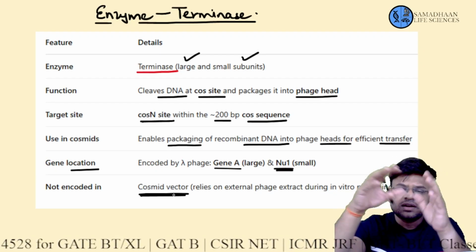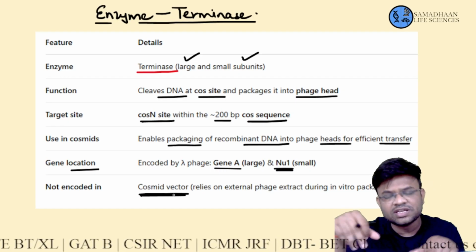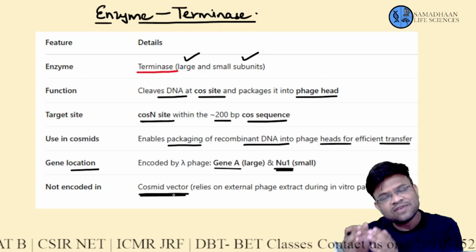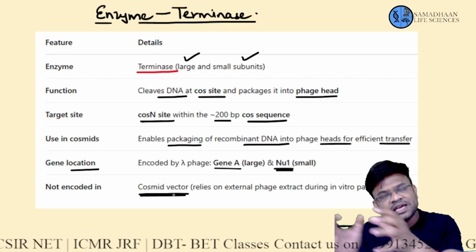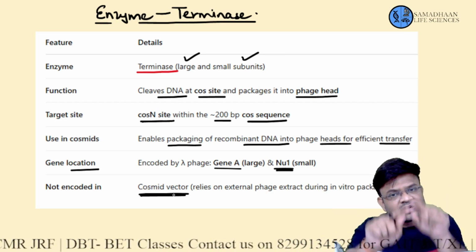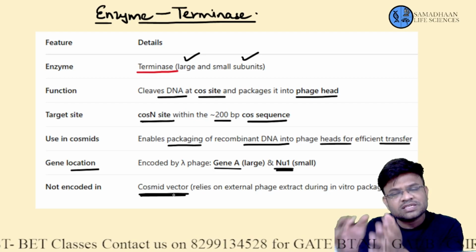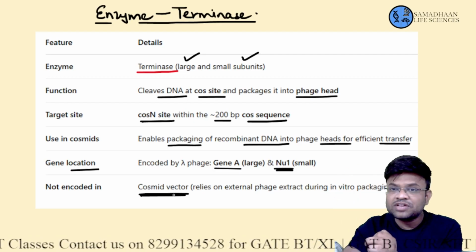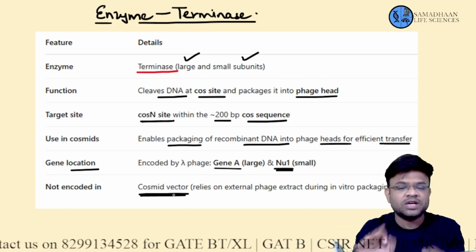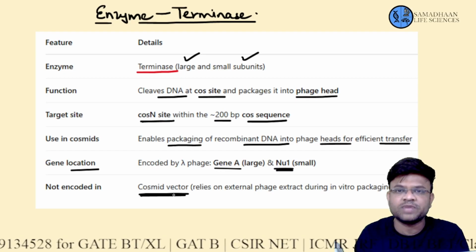Remember that the lambda phage DNA has these two genes. So through the lambda phage DNA only, the terminase enzyme will be produced, and this terminase enzyme will be cleaving our cosmid vector at the COS site. So the cosmid vector only has the COS site. The terminase enzyme and the gene coding for it are present inside the lambda phage genome. From there the terminase enzyme is produced, and then it cleaves the COS site of the cosmid vector. This you have to remember. No gene A or nu1 gene is encoded inside the cosmid vector, right?